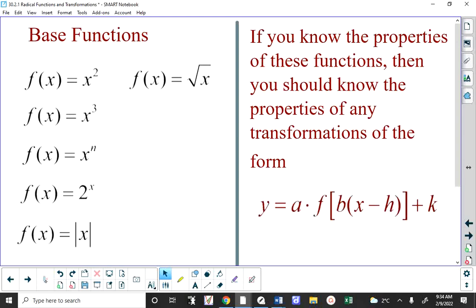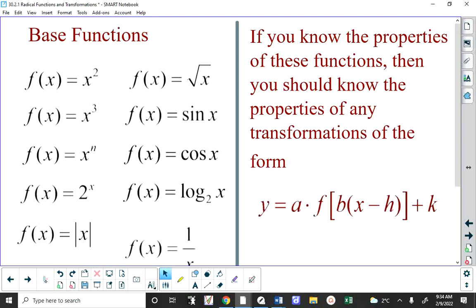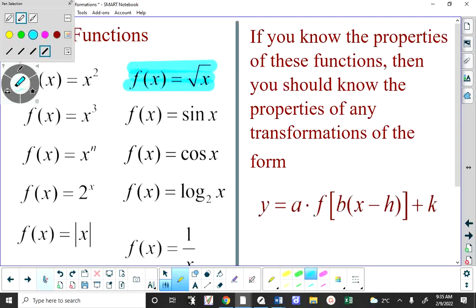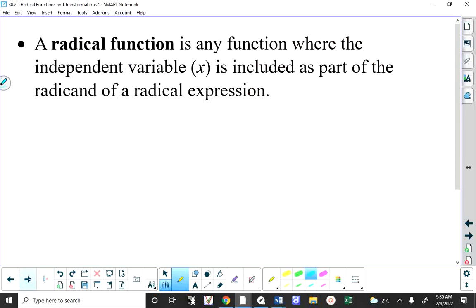So it's an expectation in this course that as we go through all of these functions, including sine of x and cos of x and log base 2 of x and 1 over x, that you can apply this template that's on the right to that function. And again, I think I've made my point, but what we're doing today is focusing our attention on that function. Okay? So to begin with, what is a radical function?